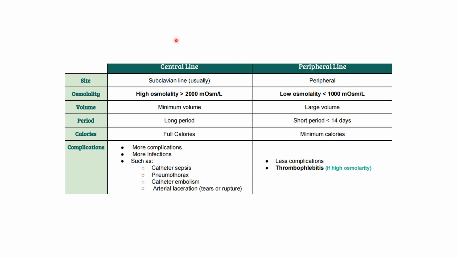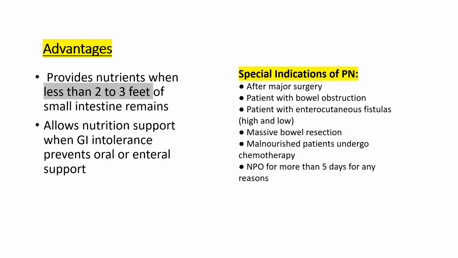As we talked about, central line is usually for a long period of time. Peripheral lines are for a short period, less than 2 weeks. Calories delivered in central lines are high, while in peripheral lines they are minimal. We are going to talk about some of the complications, but kindly note, when you give high osmolarity in a peripheral vein, you'll have thrombophlebitis.